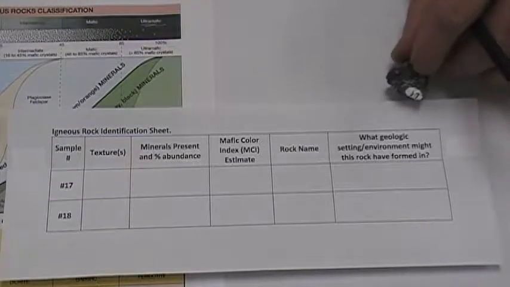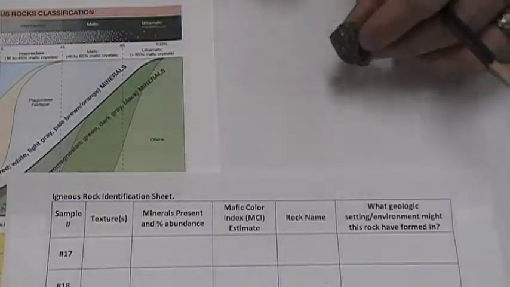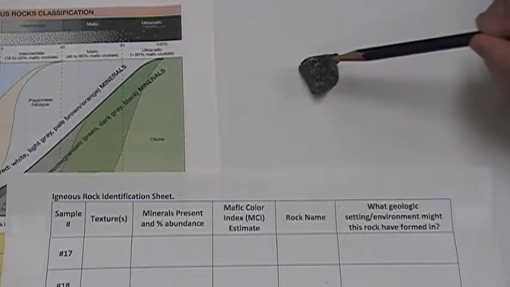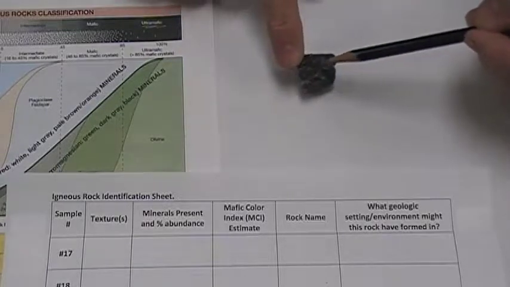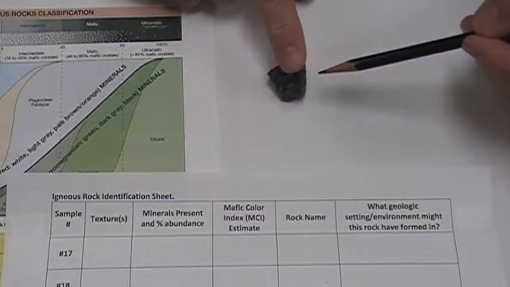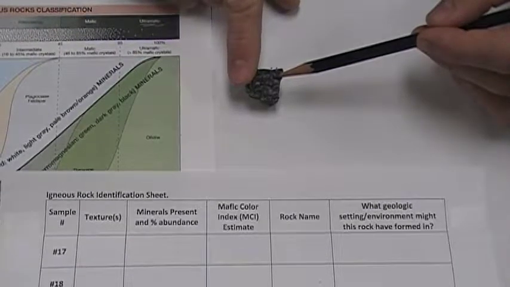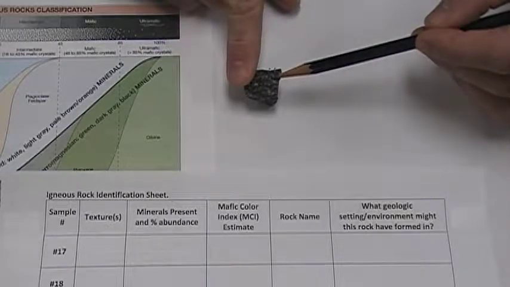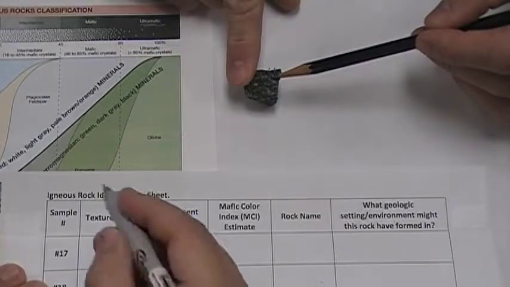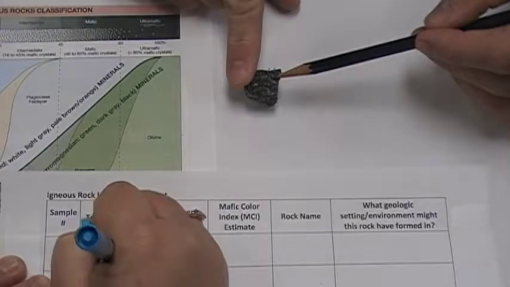So let's start. In this specimen that I'm holding, we can see that we have various crystals, and no matter what size or what side we look at, the important part is that they're all visible. So an igneous rock with all visible crystals should be what kind of texture? Hopefully you said phaneritic. Good. So in our chart, we will write phaneritic for our textures.